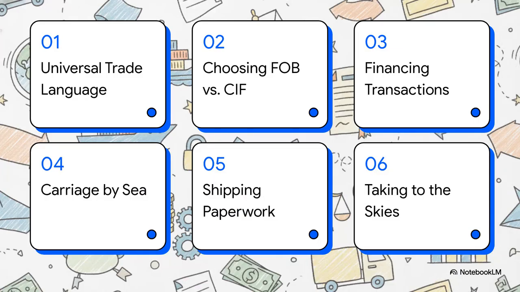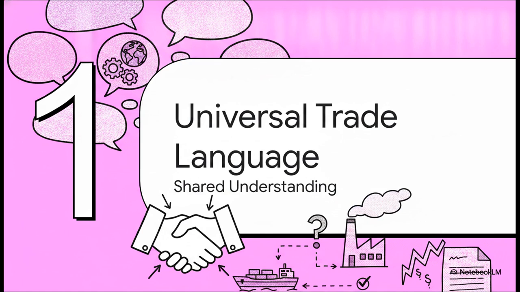Here is our roadmap for the explainer today. We're going to cover the universal language of trade, choosing between FOB and CIF, financing global transactions, navigating carriage by sea, essential shipping paperwork, and finally, taking to the skies. Starting right at the top with Section 1, the universal language of trade.